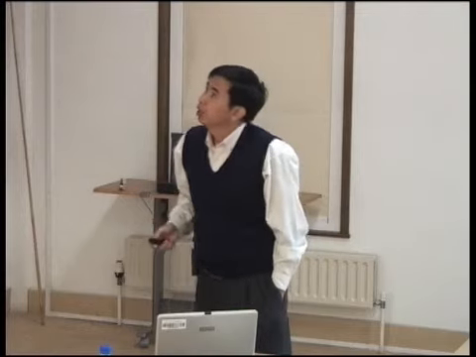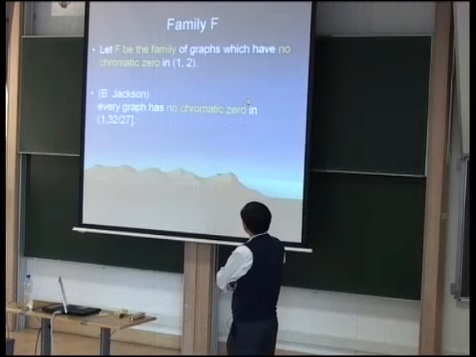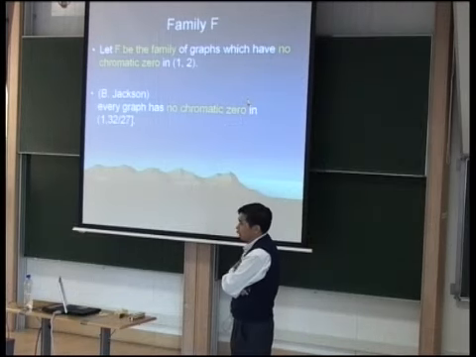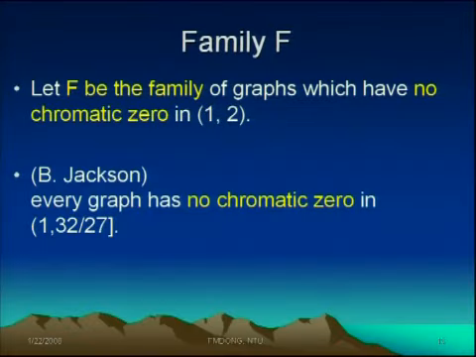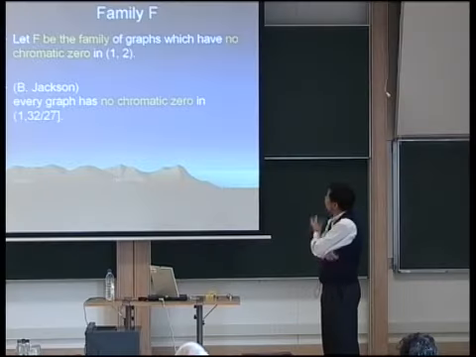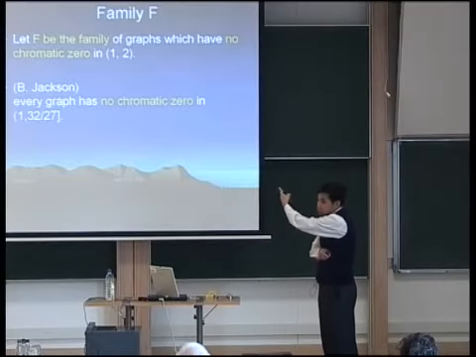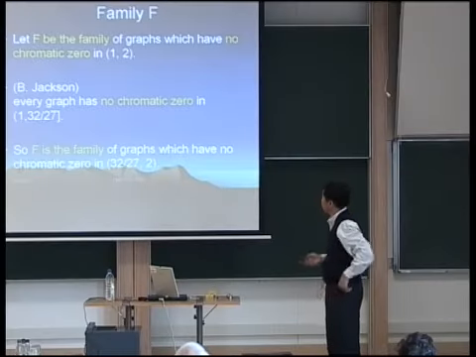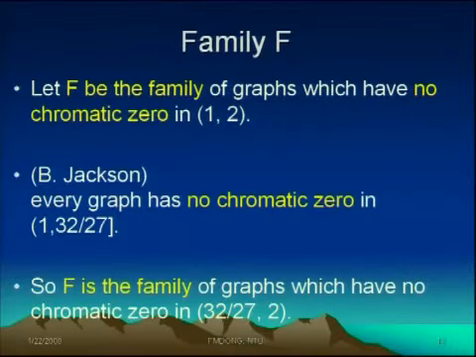And we apply one result, Jackson's result in 1993: every graph has no chromatic zeros in the interval between 1 and 32/27. So when we study the question of which graphs are in F, we don't need to consider this interval. We just need to consider the other part, 32/27 to 2. That's very clear. So we just need to consider this interval, that's all.